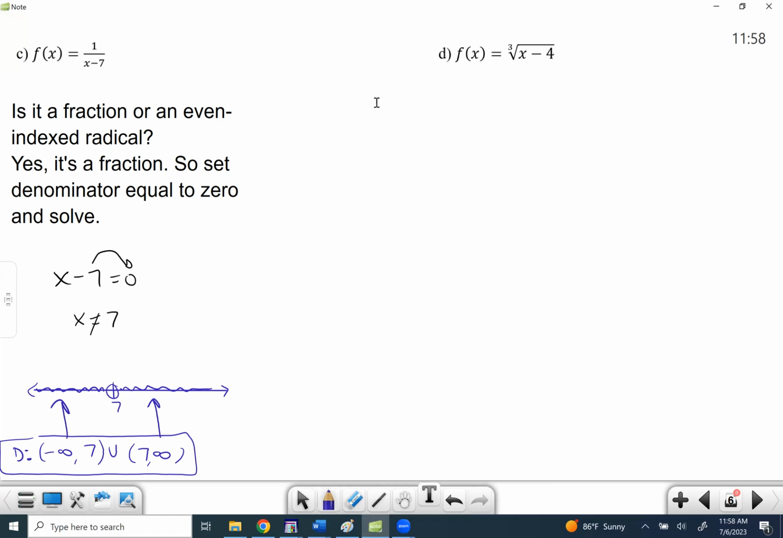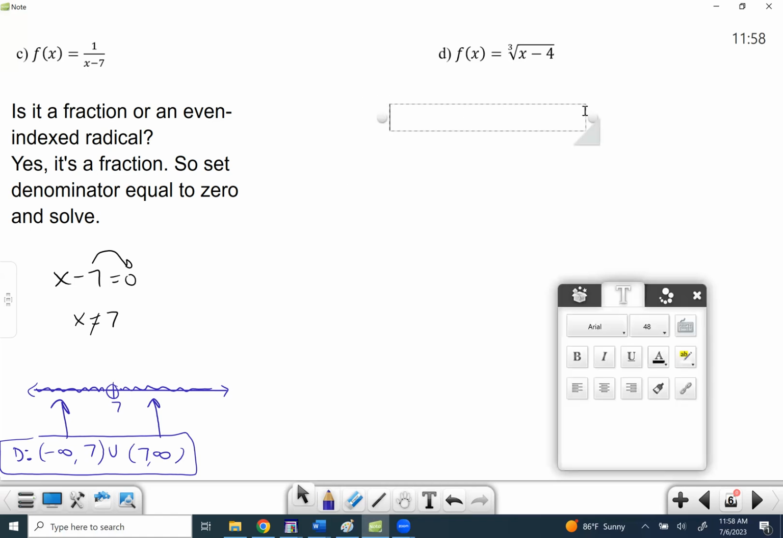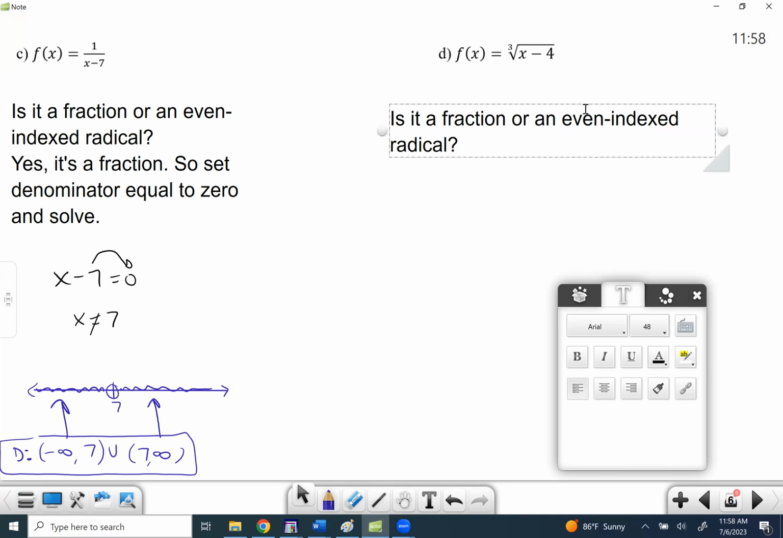Question of the day: is it a fraction or an even indexed radical? Well, no, it's not an even indexed radical. It's a cube root. It's an odd indexed radical, right?